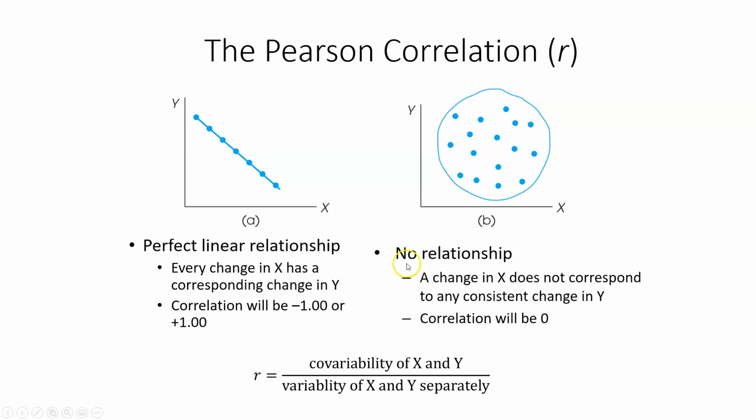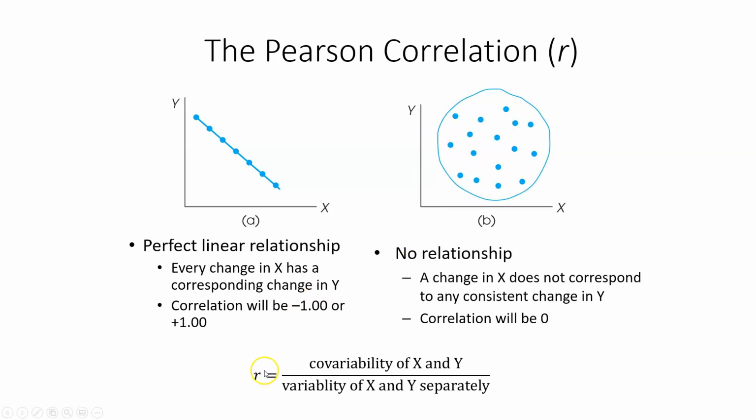The instance when there is no relationship, as I said before on the last slide, is indicated by a correlation of 0, where a change in x does not correspond to any consistent change in y. If you see an increase in something on the x-axis, you don't know what's happening on the y-axis because there's no predictability here between the two variables.